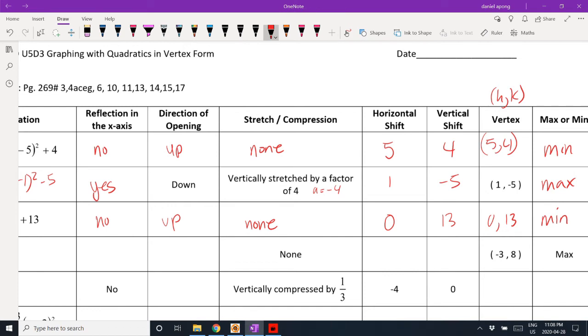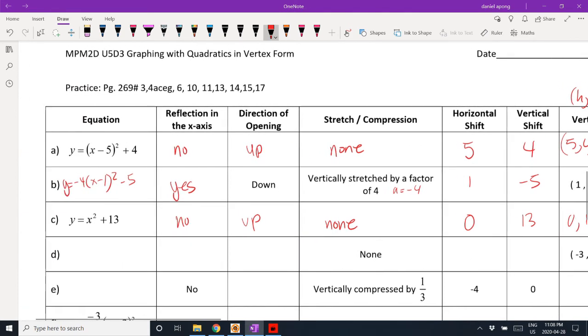Okay, now pause the video and try the next one on your own and see if you can get the right answer. Pause the video now.